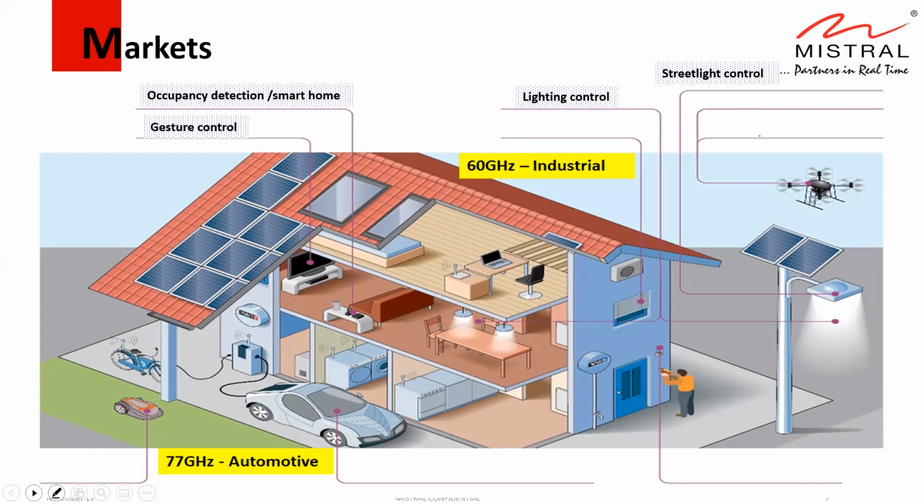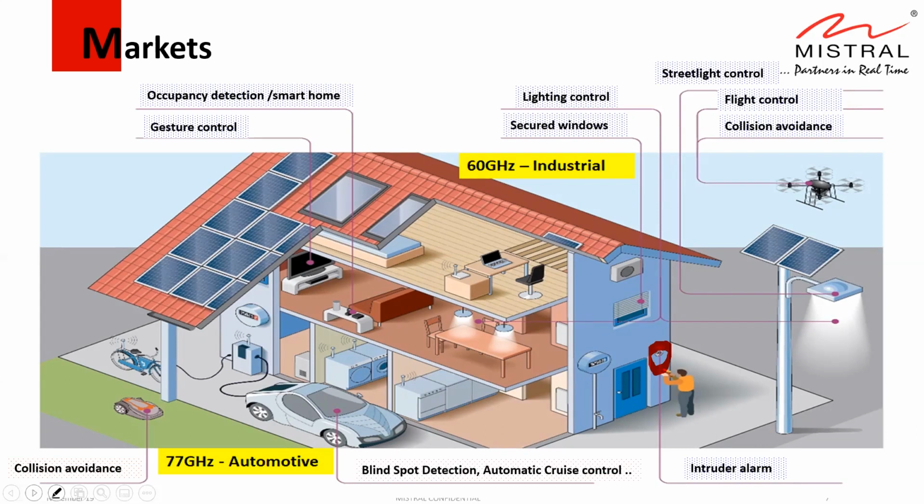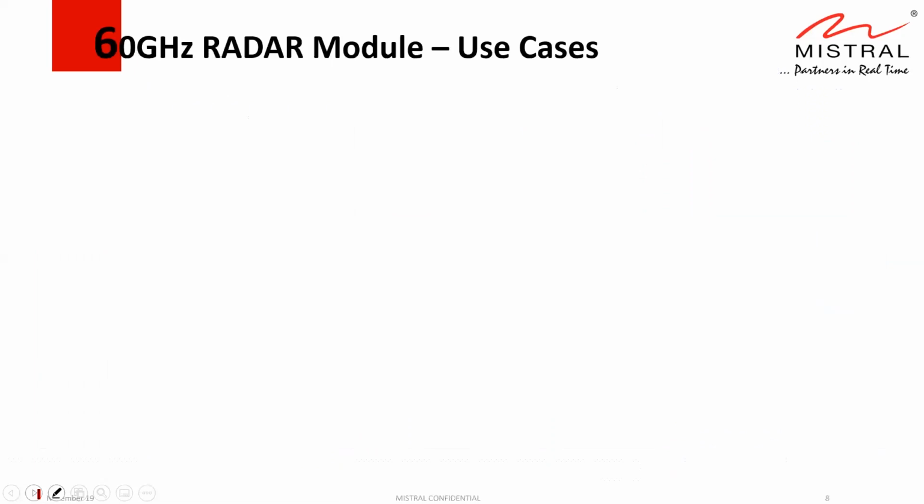Lighting controls, street light controls, secured windows, and intruder detection. If you have the radar around your house, in front of the house, you can identify intruders who come near. Flight control and collision avoidance kinds of applications can also be used. When you take automotive radars, there are multiple use cases around the vehicle: collision avoidance, blind spot detection, automatic cruise control, and many more use cases we are going to be seeing further.